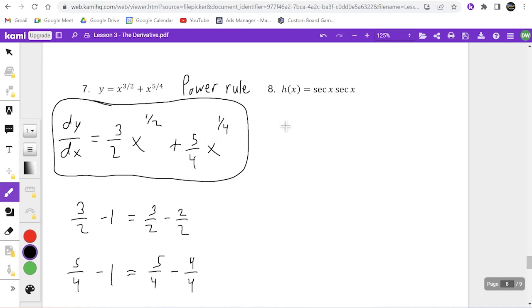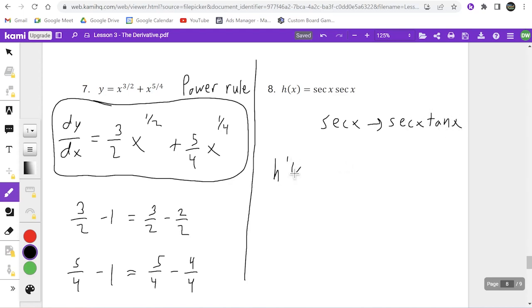Next, number 8. Number 8 is a tricky one. We've got h of x equals secant x times secant x. If you remember the derivative of secant x from that table, we said the derivative of just one secant x is secant x times tangent x. So that means h prime of x, the derivative, is going to be secant x tangent x times another secant x tangent x. Does anyone have any questions about this one?